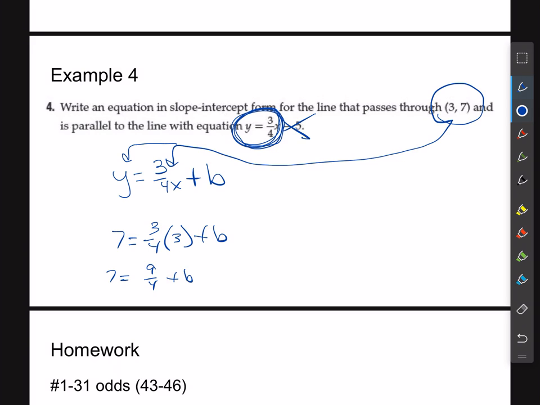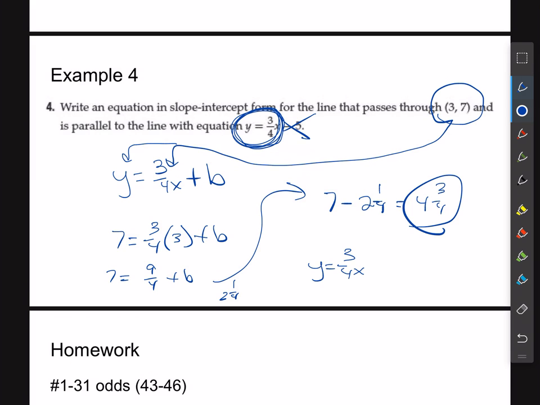So if I move my 9/4 over, this isn't super easy. There's a couple of ways you can think about this, but 9 over 4 is the same thing as 4 goes into 9 2 times. It's like 2 1/4. So if I have a positive 2 1/4, I've got to subtract it from both sides. So if I take 7 minus 2 1/4, that will give me 4 3/4, I believe, right? So my final answer: y is equal to 3/4 x plus 4 3/4.